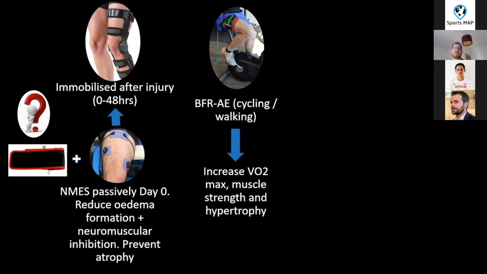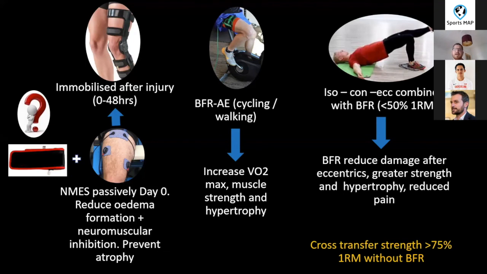Next, we have blood flow restriction with aerobic exercise, so walking and cycling. Here, we're looking at increasing VO2 max, muscle strength, and muscle size. And finally, blood flow restriction with resistance exercise. This is isometric, concentric, eccentric, all at low intensities. Aims are increasing muscle mass and muscle strength. We can have acute reductions in pain and hopefully reductions in eccentric contraction associated damage. A little caveat is if you're looking for a cross-education strength effect, then going heavy without BFR is more effective.